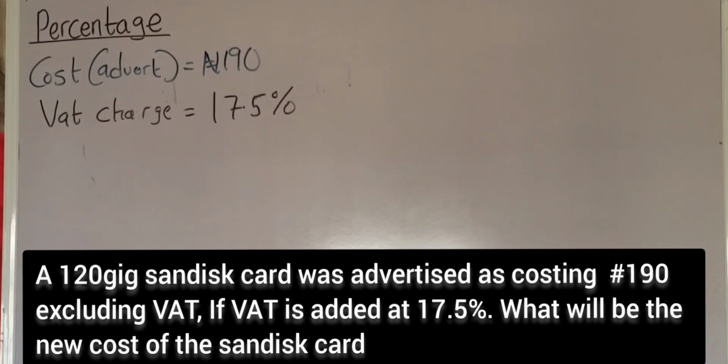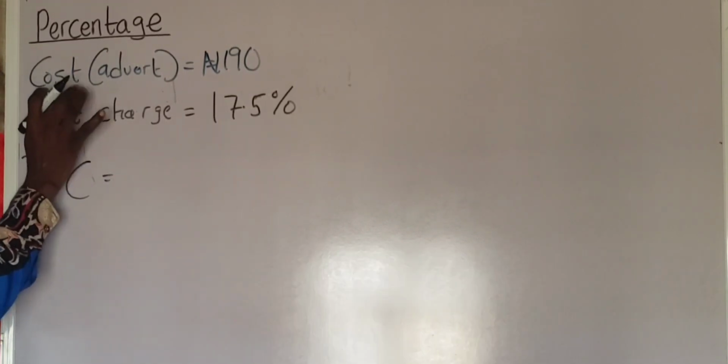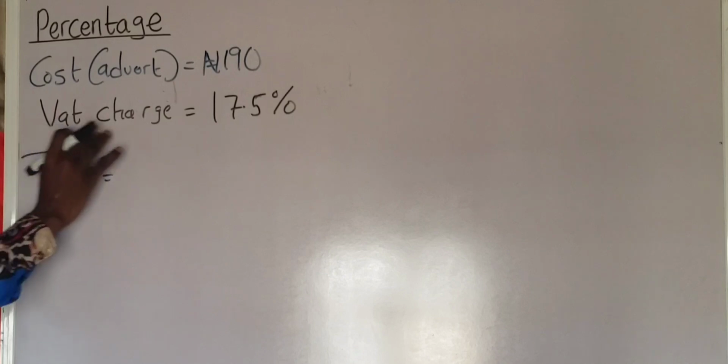That is the cost that a purchaser, a consumer, will pay if he wants to buy the SanDisk card. The total cost is equal to the cost on advert. Let's say a company is advertising a product. The company is likely to reduce the cost so as to draw more customers. So that's what they did here. This is not the actual cost of the product, because we have not added the VAT charge.